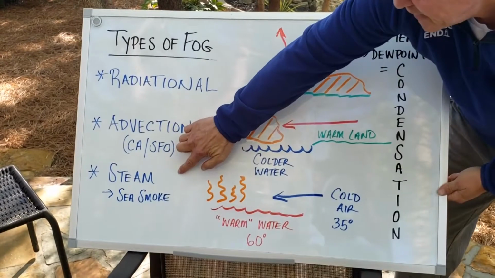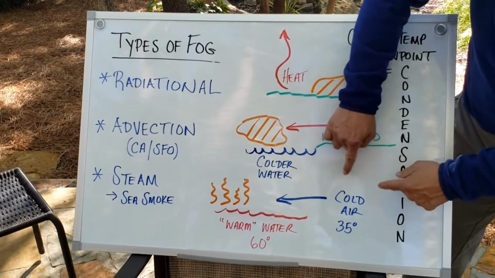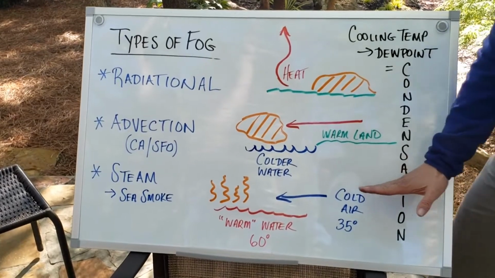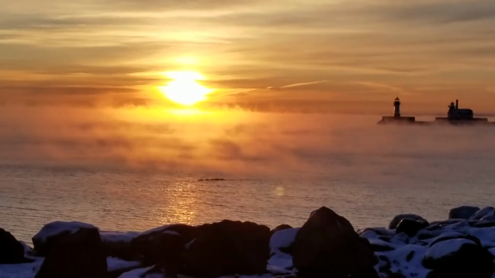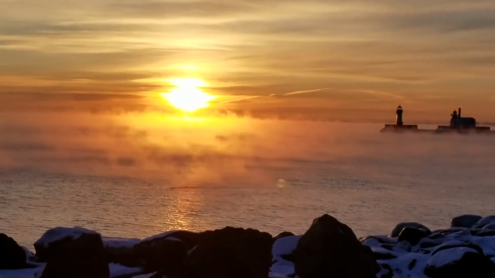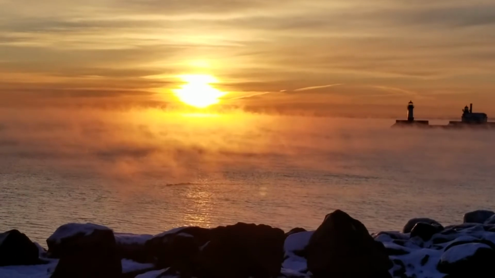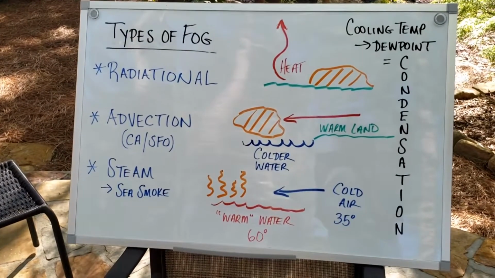And lastly, steam fog, or what we call sea smoke in the colder regions like the Arctic. This is really the reverse of advection fog. You have cold air over relatively warm water. This is very prevalent during the fall and early winter when you have your first cold air masses coming over that water. You get little streamers of fog that look like smoke. That's why we call it steam fog or sea smoke.